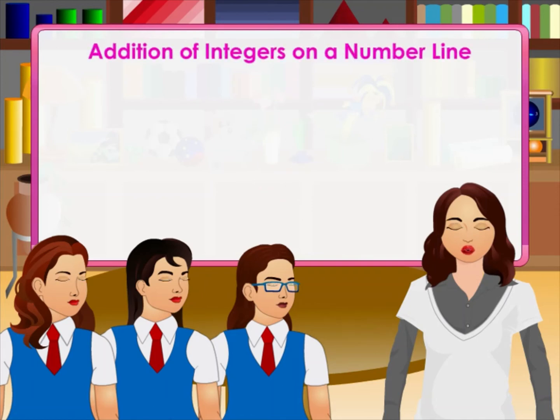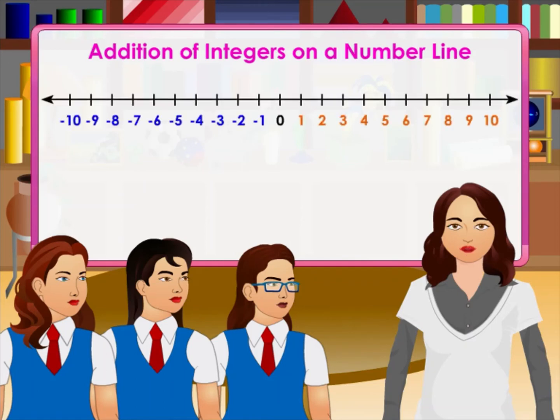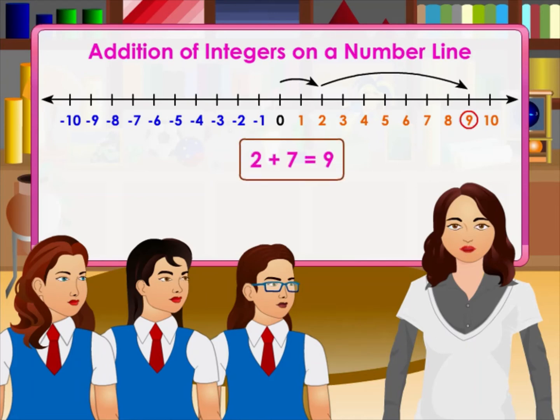Addition of integers on a number line. Now I will teach you how to add two numbers on a number line. If we want to add two numbers, say 2 and 7, on the number line, we first move 2 steps to the right from 0, reaching 2. And then we move 7 steps to the right of 2 and reach 9. Thus, we get 2 plus 7 equal to 9.